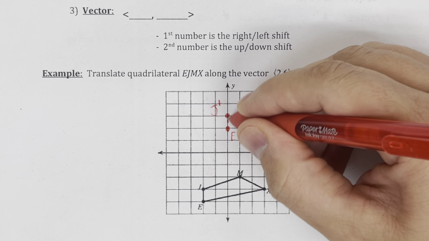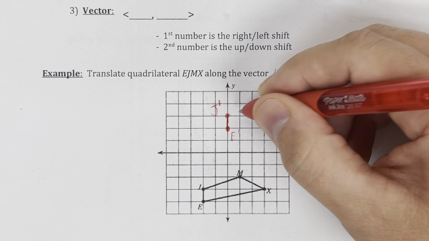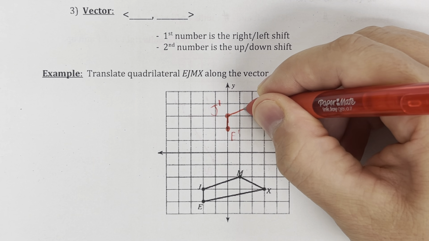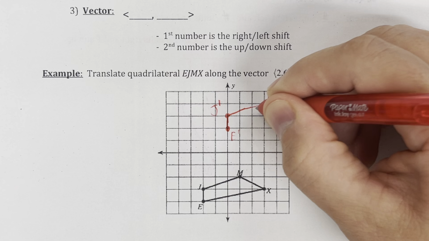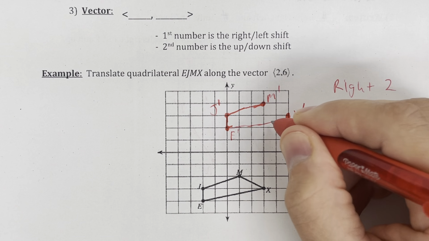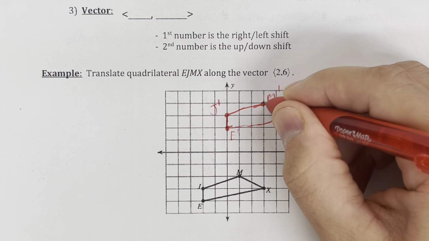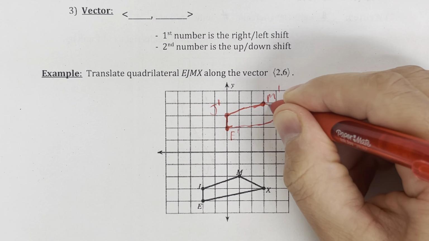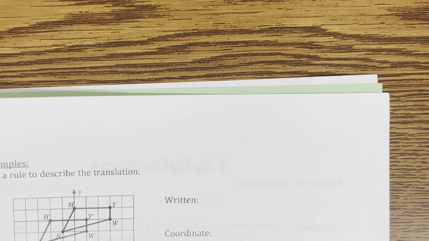Put that little apostrophe next to them for the prime point, that is the image. That indicates that's where we ended. We started with our pre-image. It does not have prime symbols. And that's all we got for today. That takes care of our, oh, I take that back.